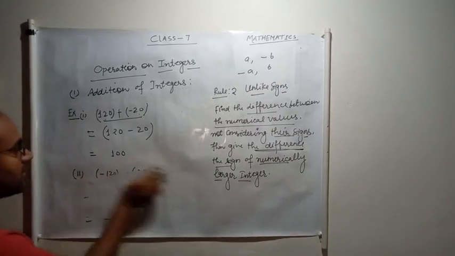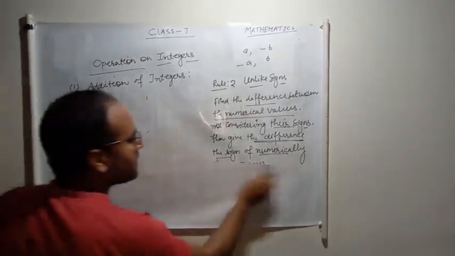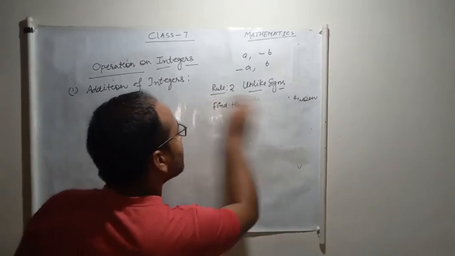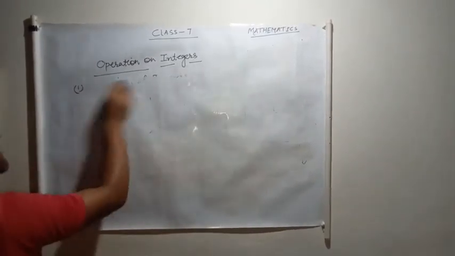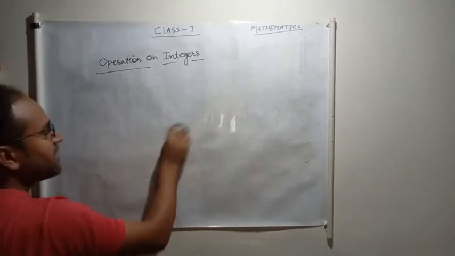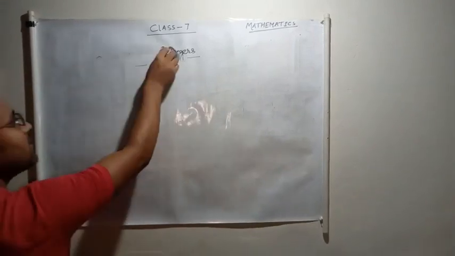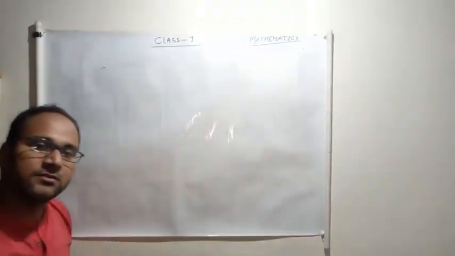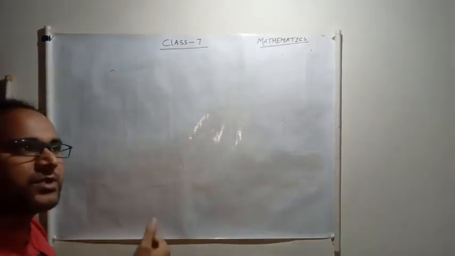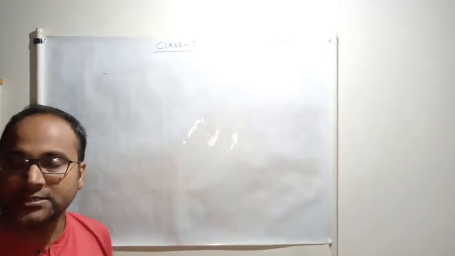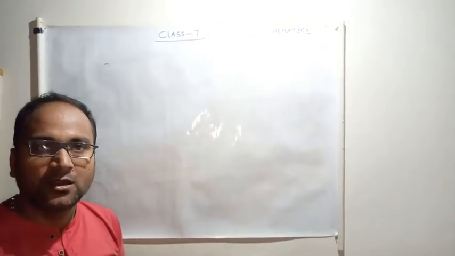Students, by using these two rules, you can add integers in your homework copy. And in the next video, I'm going to discuss properties of integers: closure property, commutative property, associative property, and some basic properties related to addition, subtraction, multiplication, as well as division. Okay, thank you, friends.